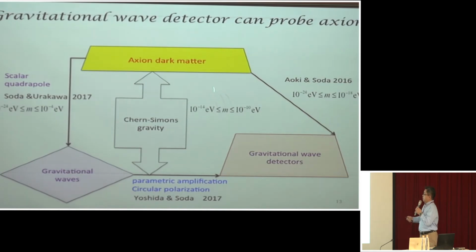And this method, which is the topic of today, can probe the mass range 10 to the minus 14 electron volt to 10 to the minus 10 electron volt. The point is that this is complementary, but this includes both. So we have at least two ways to probe the axion with the same mass.